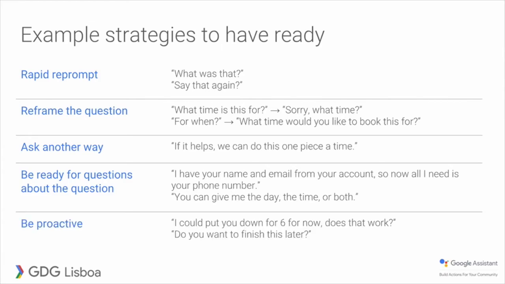And be proactive. So I could put this down for 6 for now. Maybe they're trying to book a doctor, so you have a doctor app, and they didn't give you the time. So you can offer the time because you know what time's available, and they can say, yeah, that works for me. Instead of asking, what time can you have it? Oh, I can have it at 5. Oh, no, we can't do it at 5. Oh, but how about 4? No, we can't do it at 4. So just give them the option.